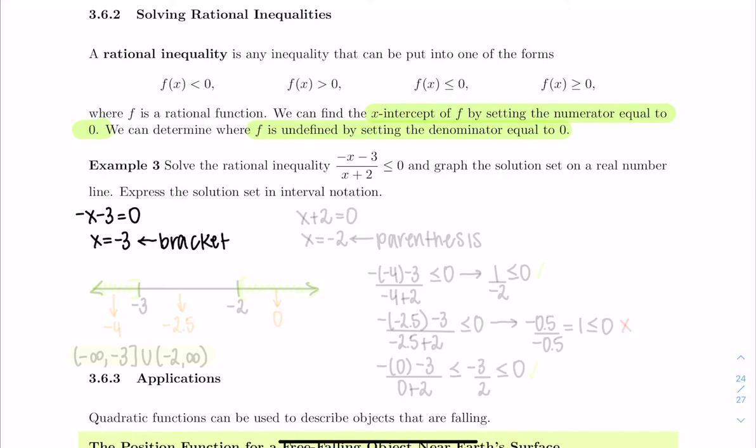Let's find out where it's undefined. And we do that by setting the denominator, x plus 2, equal to 0. Well, that ends up giving me x equals negative 2. Because it can't be negative 2, that would make it undefined, we have to use a parenthesis.